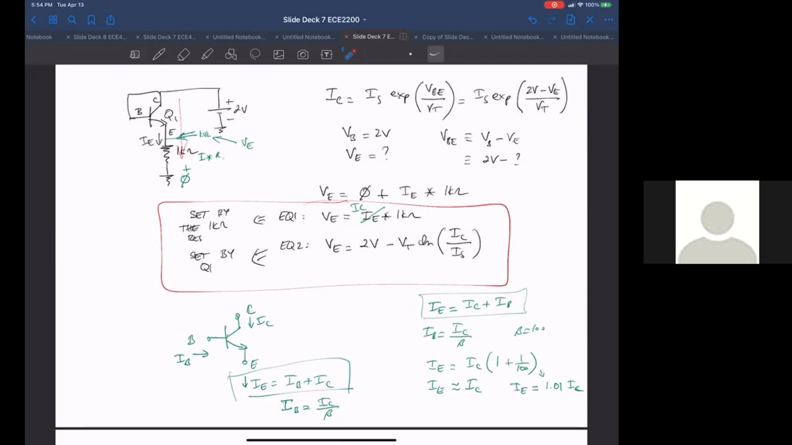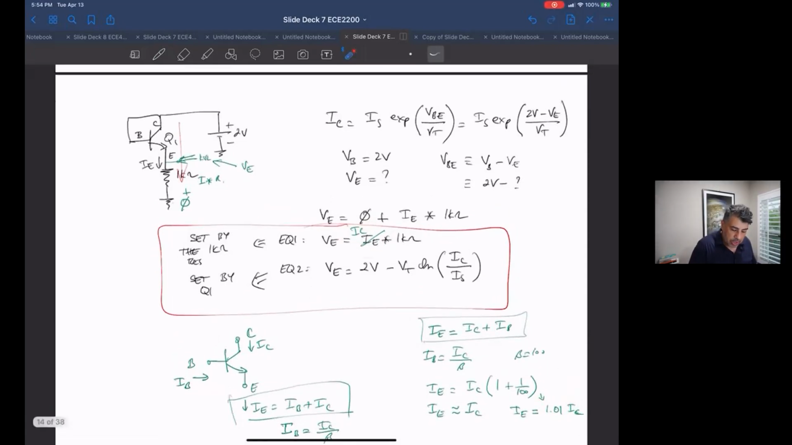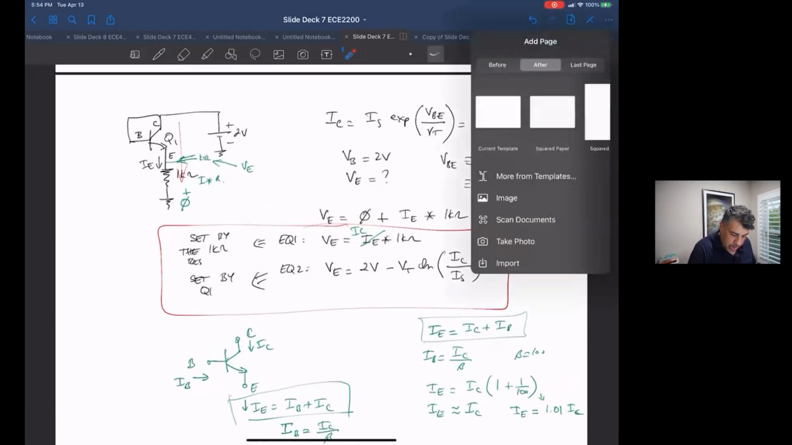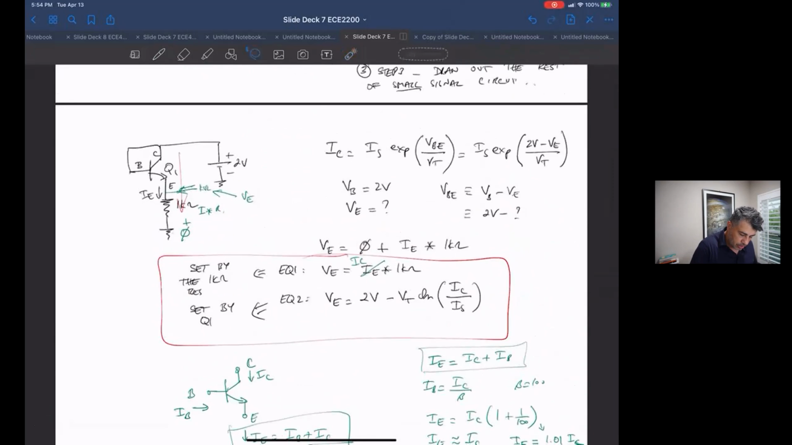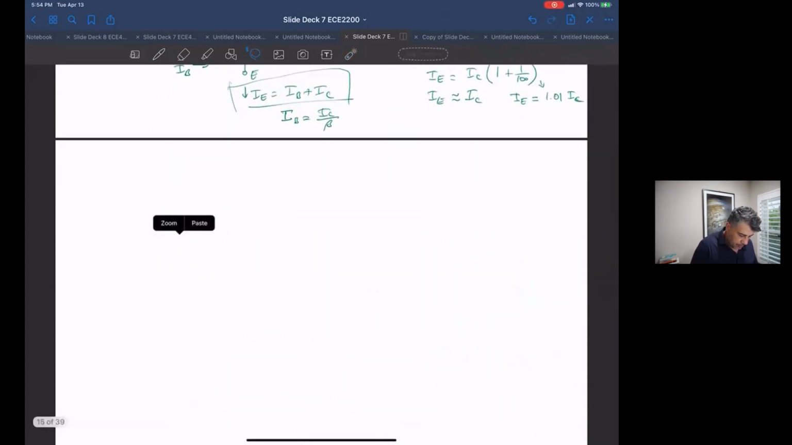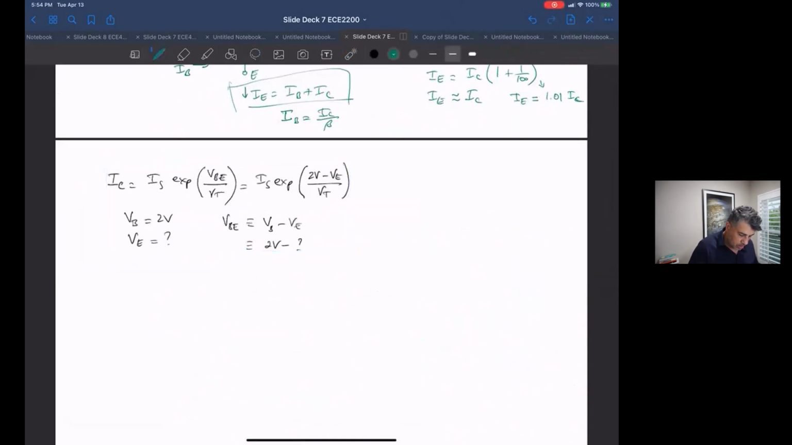Is the second equation from the IC equals IS exponential? Yeah. So what I did was, let me do that the long way. So I'm going to copy this over. Okay, so this one is just something we should memorize. It's the word of a higher power. This is a given. As long as we are in forward active operation, we can use this.